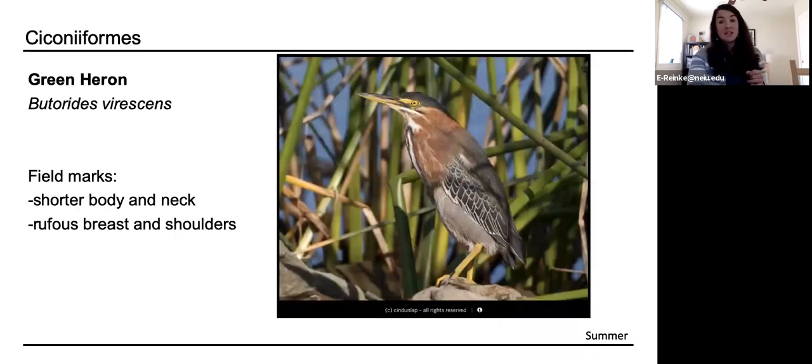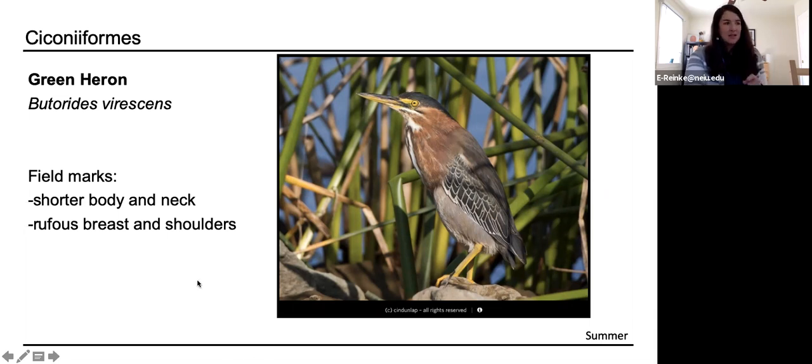All right, the next heron is the green heron. We got to see these guys too, at least one of these. I think every group saw it except maybe one at the wetland. Butorides virescens. These have much shorter bodies and shorter legs, and they have a lot more of the red or rufous color. Rufous is the color we call it for like the reddish brown.